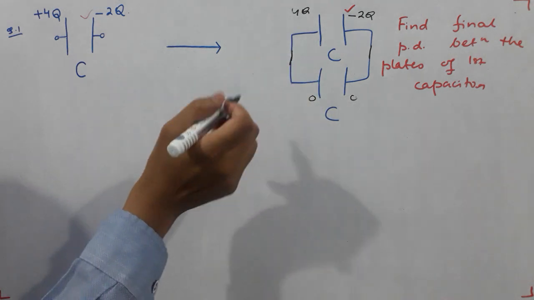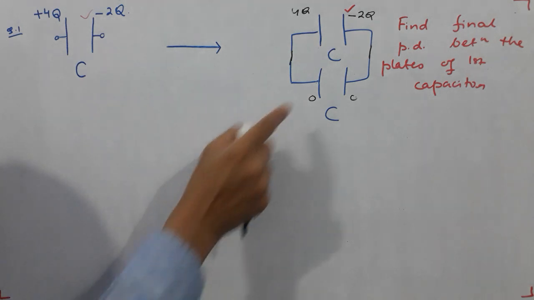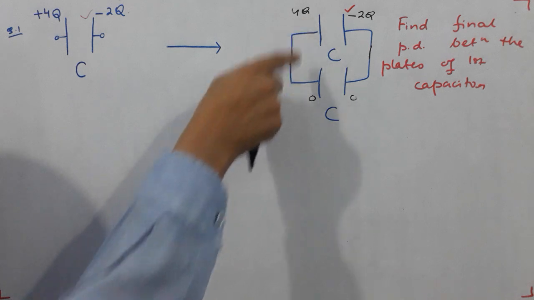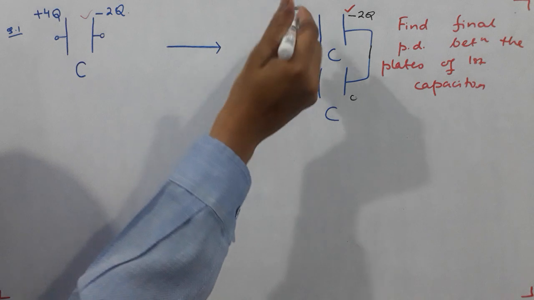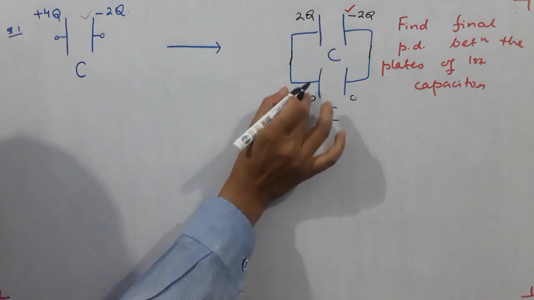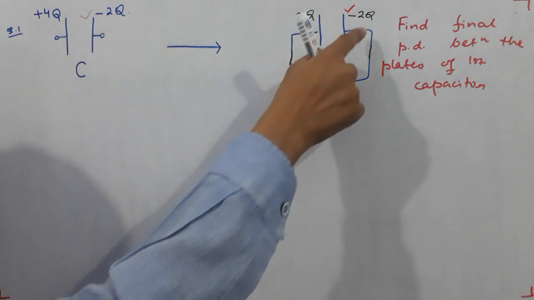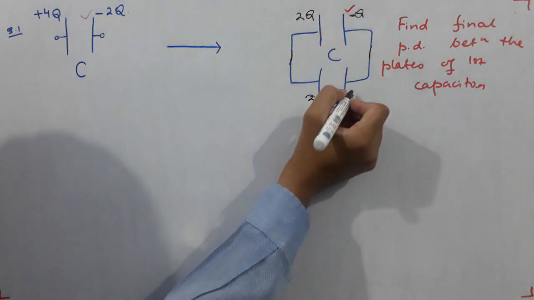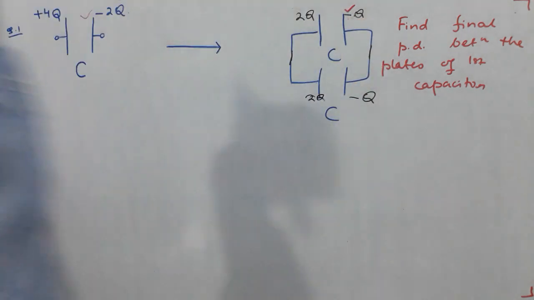Since they are identical, we know these two will be at same potential. Since they are identical plates, they have same capacitance, so we can presume that the charge will be distributed equally. So 4q will distribute equally in these two plates. So charge on each plate will become how much? 2q and 2q. Likewise here the charge minus 2q will divide equally. So it becomes minus q and minus q. So this is the new charge distribution.